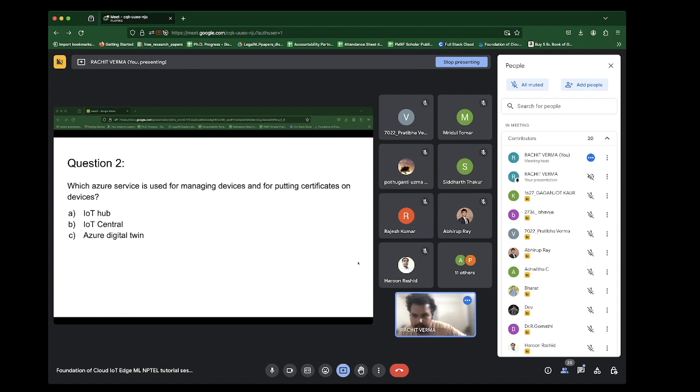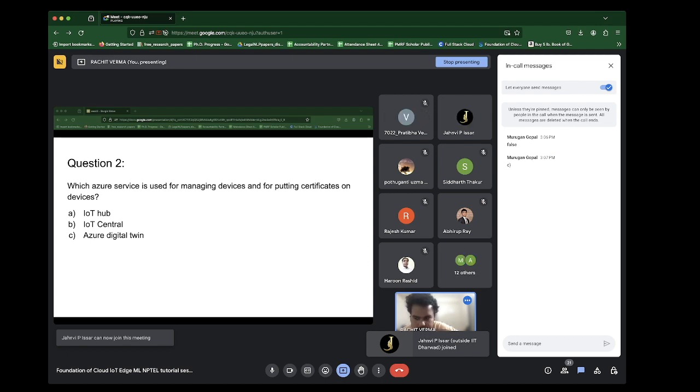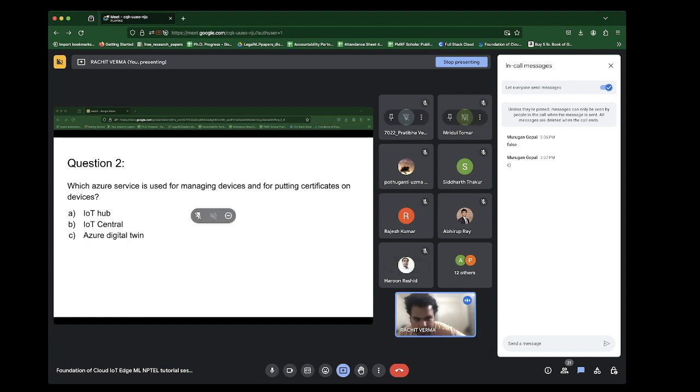Okay, so IoT Hub is the right answer. Someone has mentioned Azure Digital Twin. Azure Digital Twin is used to replicate the state of the device and place it on one of the IoT cloud services. So it's not the most accurate answer if you consider the slides.